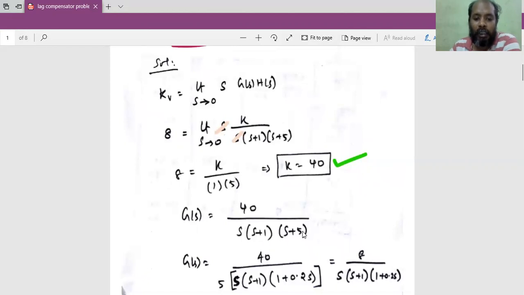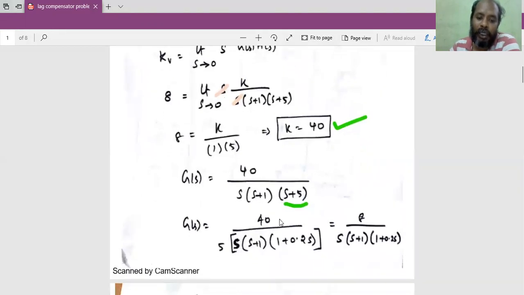Now I have to design this based on the Bode diagram, and first we have to draw the Bode diagram. For that, we have to check whether it is in time constant form. This (s plus 5) is not in time constant form, so we take 5 outside. So this becomes 1 by 5, and (s plus 5) becomes 1 plus 0.2s. When 40 is divided by 5, it becomes 8 divided by s into (s plus 1) into (1 plus 0.2s). Now this is of time constant form.